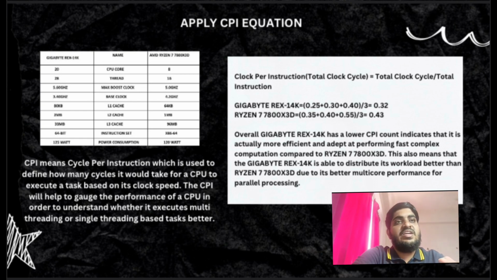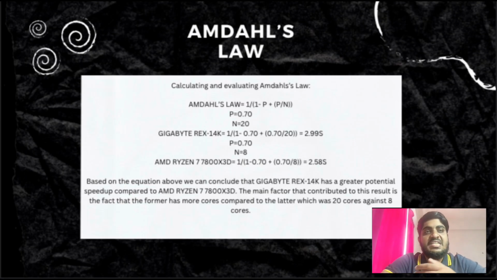Overall, it can be concluded that Gigabyte Rex 14K has a lower CPI score, which indicates that it is actually more efficient and adept at performing fast complex computation compared to our rival CPU, Ryzen 7 7800X3D, which means that Gigabyte Rex 14K is able to distribute its workload and has better multi-performance for parallel processing compared to Ryzen 7 7800X3D. Next, I would like to continue with presenting Amdahl's law.